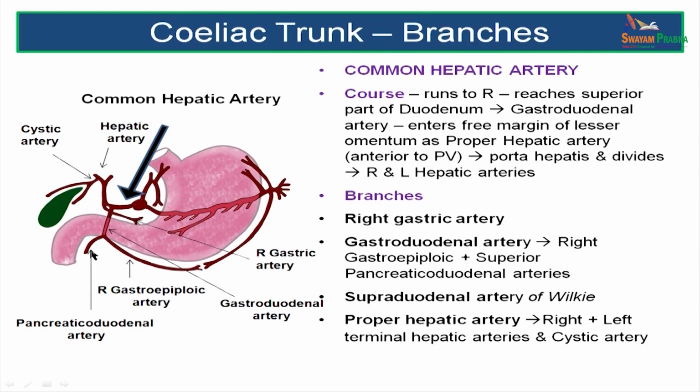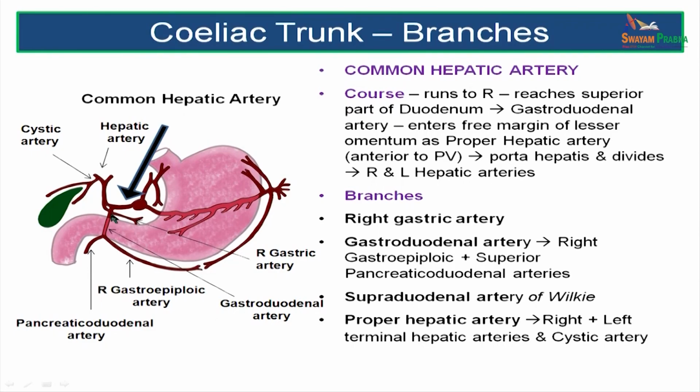The superior pancreaticoduodenal artery supplies the superior part of duodenum up to the duodenal papilla as well as portions of the pancreas. There is another artery called the supraduodenal artery of Wilkie, which when present is lying anterior to the duodenum and separates the pylorus from the first part of duodenum. The hepatic artery, which gives off the proper hepatic artery, then bifurcates into the right and left hepatic arteries. The right hepatic artery also gives off the cystic artery, which supplies the gallbladder.